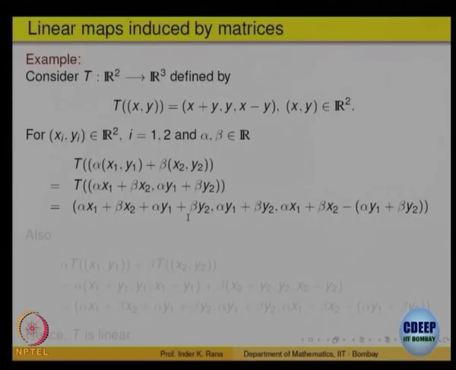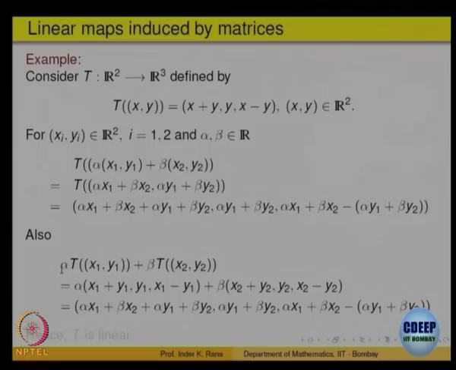On the other hand, you can calculate alpha times T of x1 y1 plus beta times T of x2 y2. So, what will that be? This will be alpha times (x1 plus y1, y1, x1 minus y1), that is the image of the first one, plus beta times the image of the second, (x2 plus y2, y2, x2 minus y2), and when you simplify, both come out to be the same. So, that is what it means to check whether something is linear or not, right.